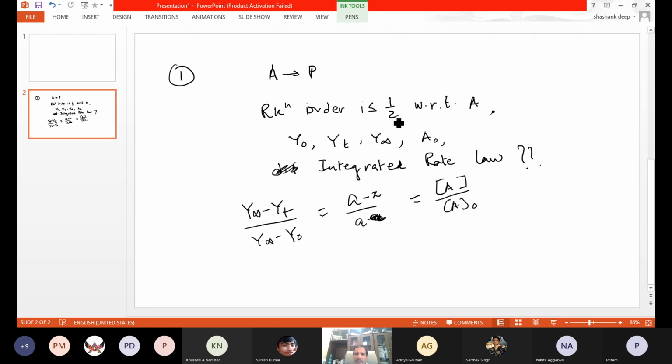Now for a half order, you just solve this. dA by dt is equal to k A to the half. And then dA by A to the half is going to be equal to k dt. So what will the integral of this be?